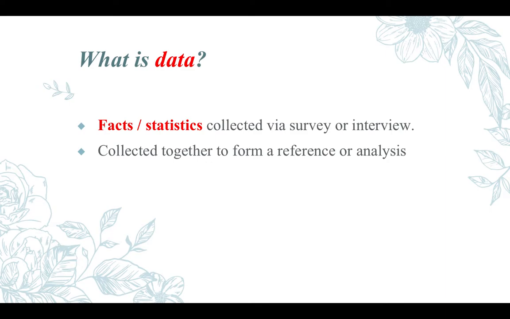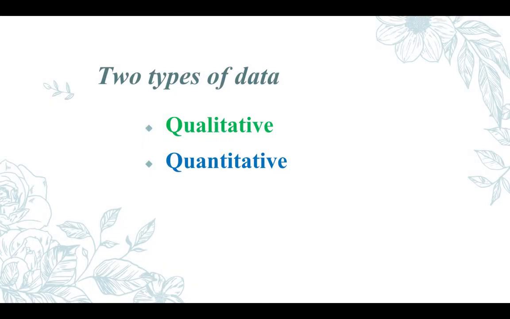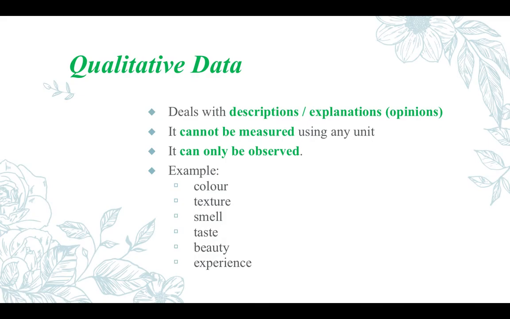Now, for you to choose the best methodology, you also need to consider what type of data that you want. Okay? So there are two types of data. It could be in a form of qualitative data and also quantitative data. So let's see. When we talk about qualitative data, it's always dealing with description or explanations and opinions. Qualitative cannot be measured with any kind of units because it can only be observed.